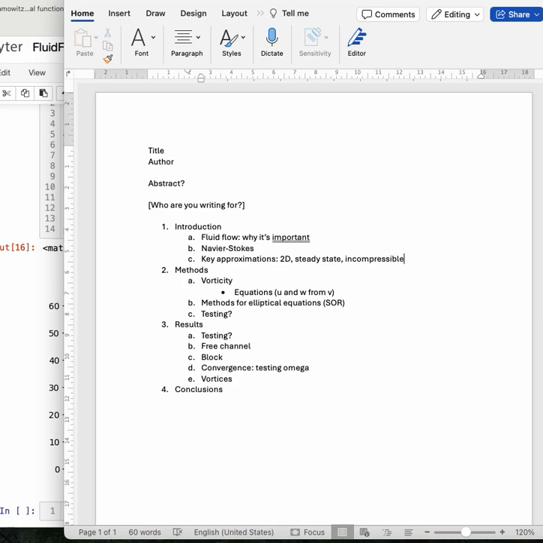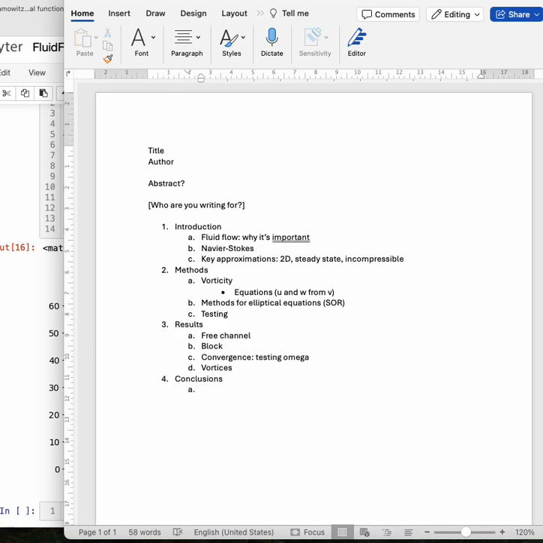So now we can actually start to see the overall shape of the report. We can see how the material is laid out, and at this stage you might even think, oh, hang on a second, I've got something in the wrong place. I think actually I'm going to take testing out of section 3 because I think that's a part of the methods. I'm going to leave that in section 2. I think, okay, the free channel, the block, the convergence, the vortices, we might decide actually to include convergence as part of the free channel and part of the block. I'm not sure. That would develop over time.